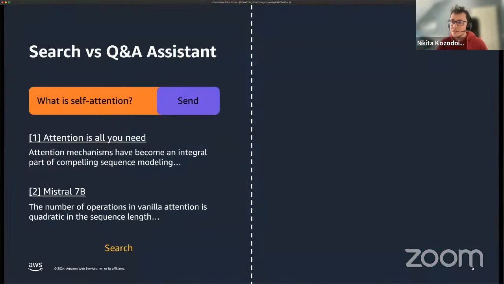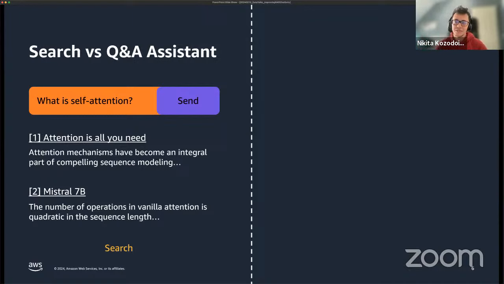Before we dive into that, let's think why these conversational assistants are needed in the first place. When we think about them, the classic way we used to do this before is to have simple search, right? If you go on the internet and use one of the popular search engines, this is how you would usually go about it. So let's say I have a question. What is self-attention? I will use this example throughout the talk. And we want to know what self-attention is.